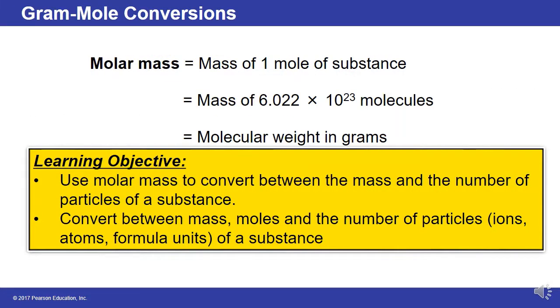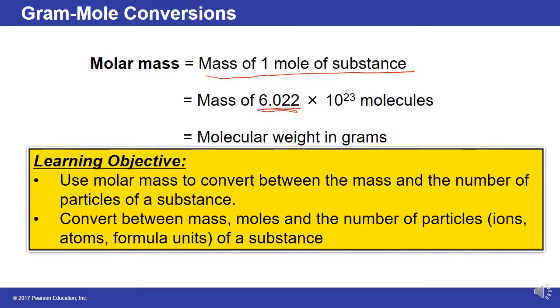Next, we're going to take a look at gram to mole conversions. We've already taken a look at converting between the number of moles and the number of particles, but now we are going to take a look at converting between the molar mass, the number of moles, and the number of particles of a substance. So what is the molar mass? It's the mass of 1 mole of a substance.